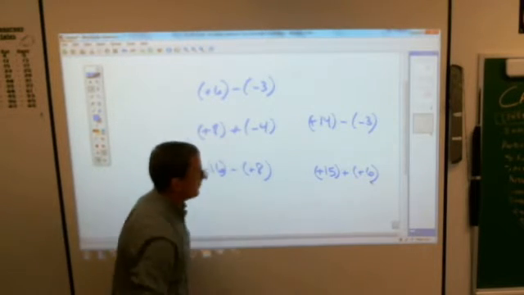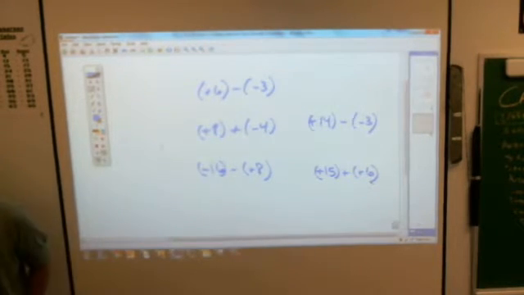Somebody close that door, please. You do those problems and see what you get. Remember, if it's addition, you just do it the way it is. If it's subtracting integers, you add the opposites.